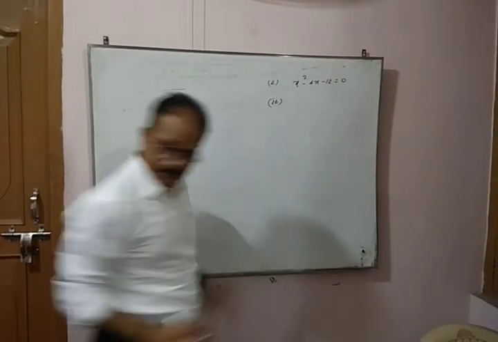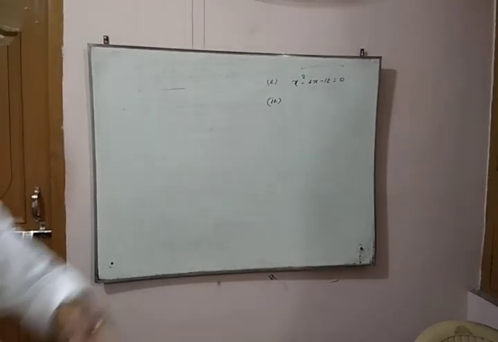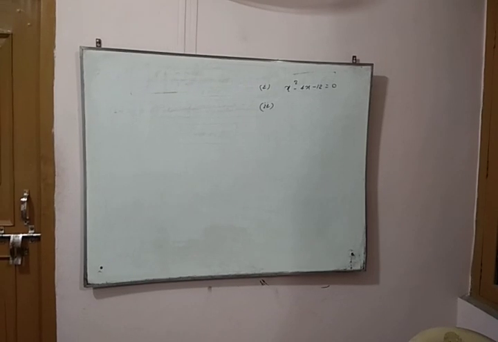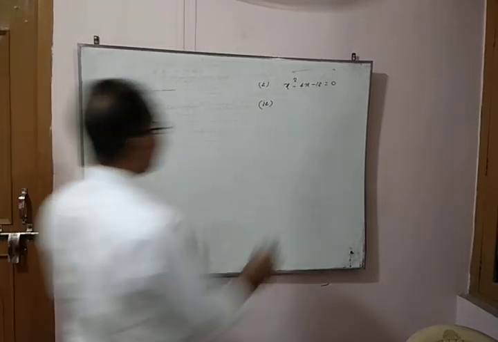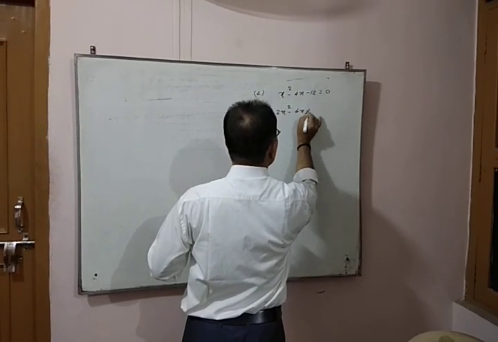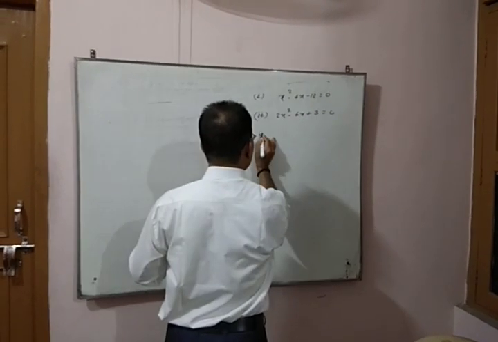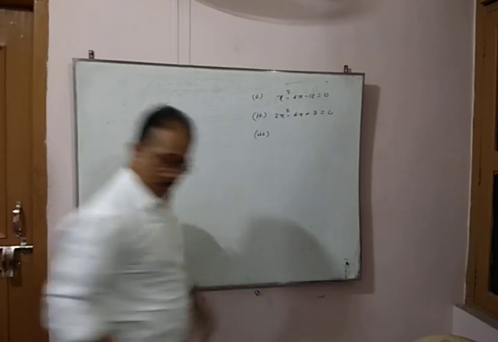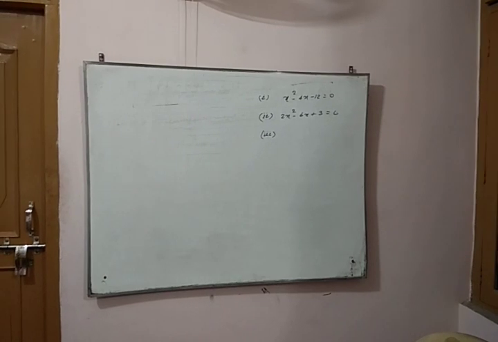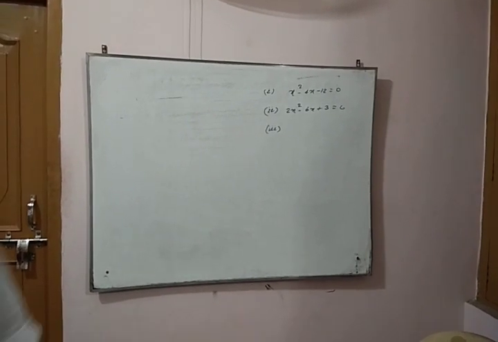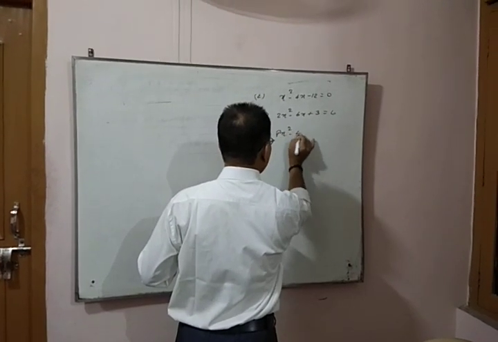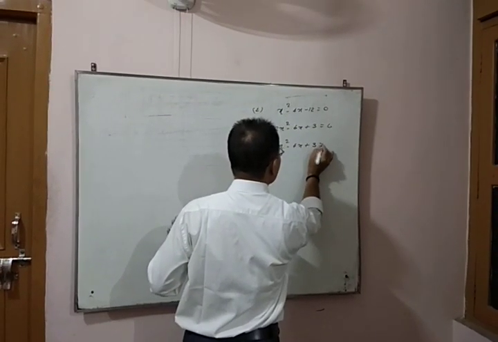Second equation, these are the questions from the exercise. 2x square minus 6x plus 3 equal to 0. Third equation, 3x square minus 4x plus 3 equal to 0.